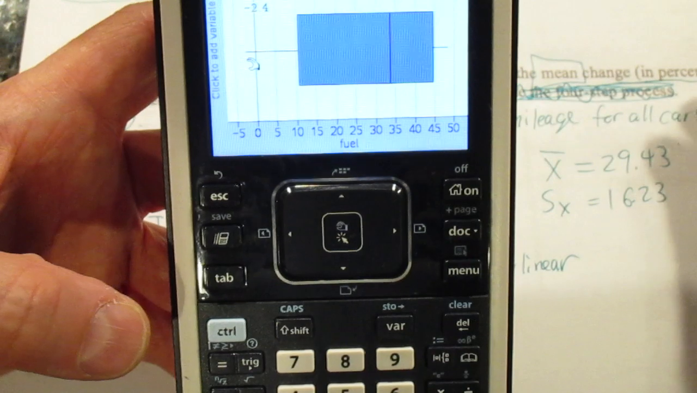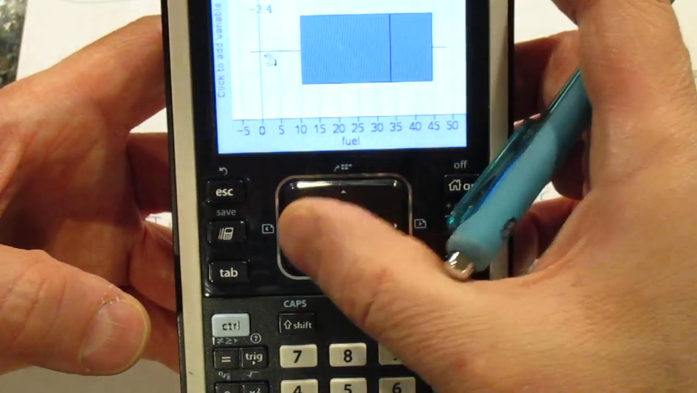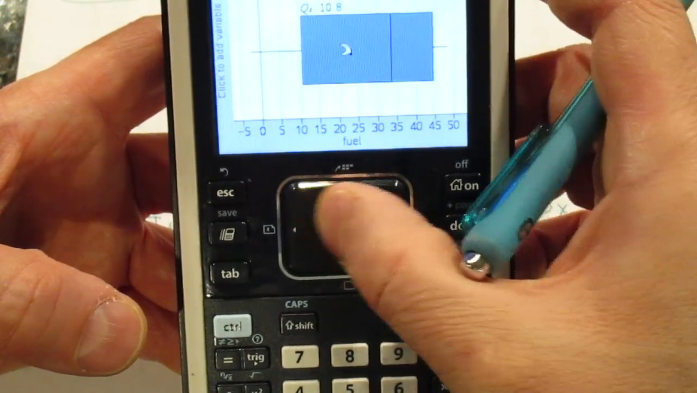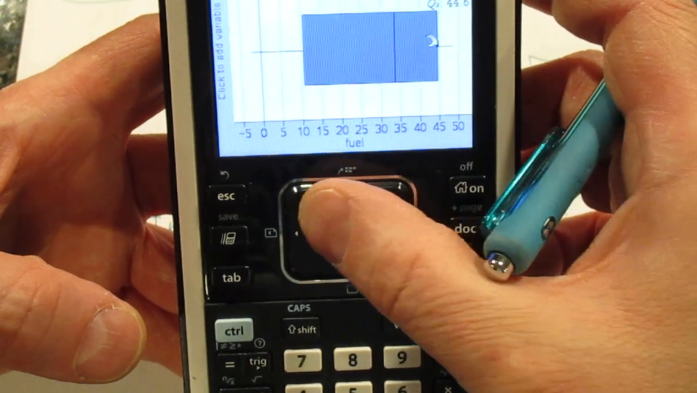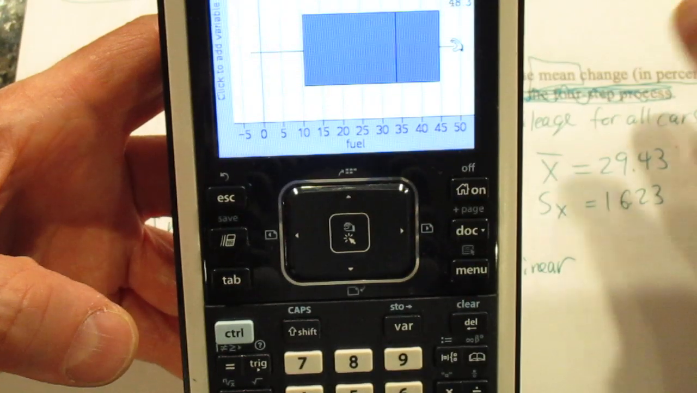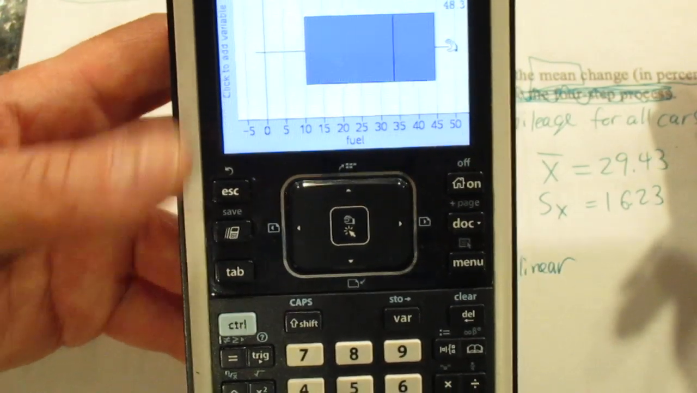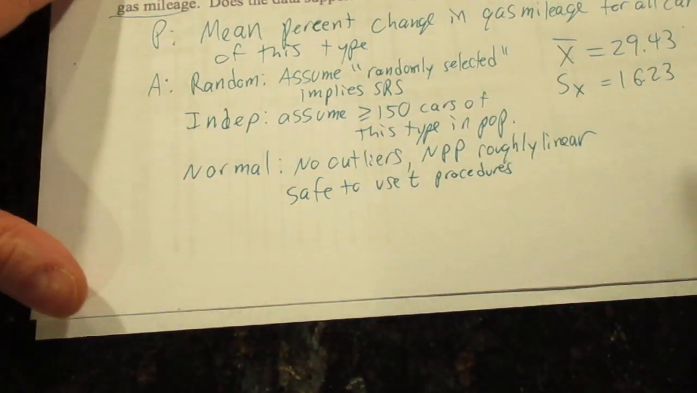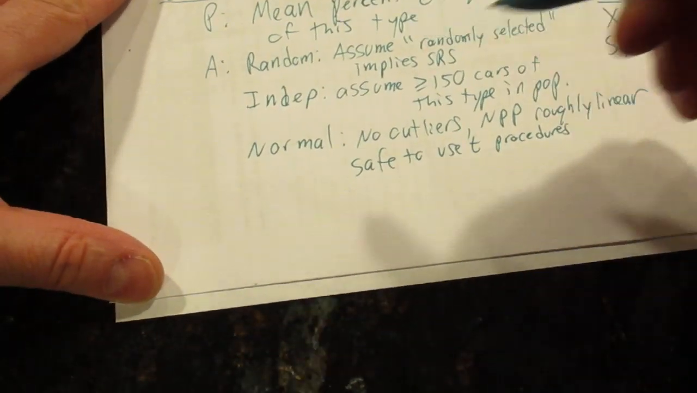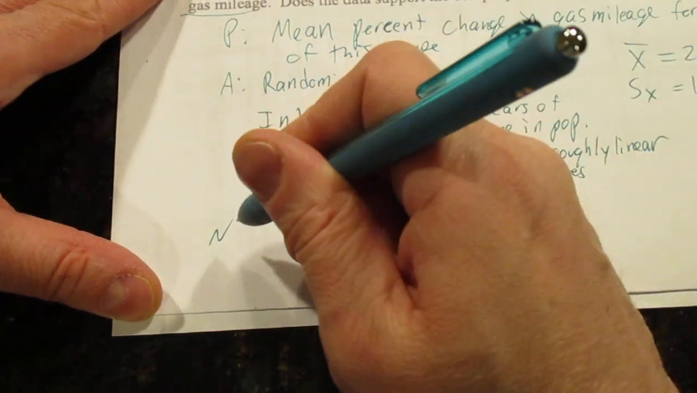Make a dot at negative 2.4. Make a dot at 10.8. Make a dot at 33.7, 44.6, 48.3. Have a nice scale at the bottom. It doesn't need to be a rectangle. My God, just sketch it out. We're good. All right. Anyway, PAN.